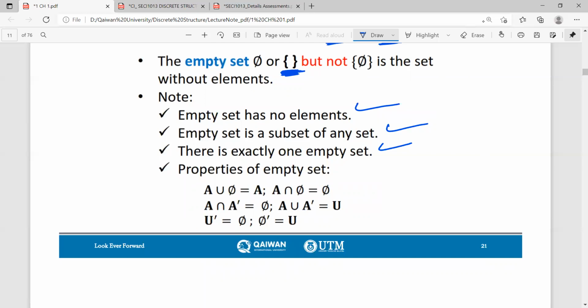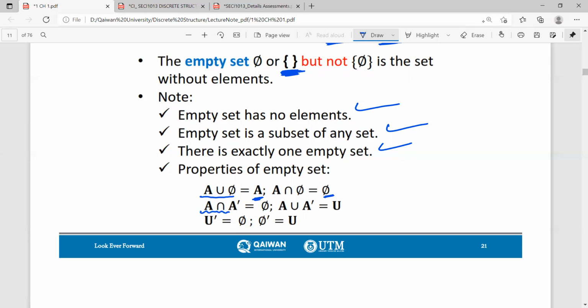Properties of empty sets. We say if we find the union of any set with the empty set, it is the set itself. And if we find the intersection of an empty set with any set, we get the empty set itself, because there is no common members between them. That's why we say their intersection is an empty set.